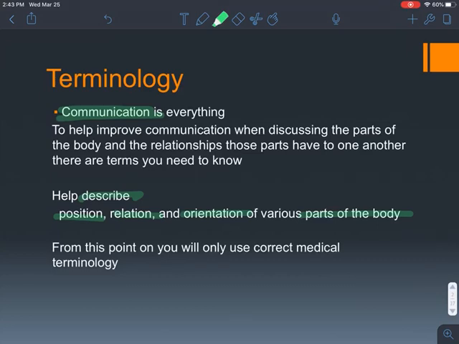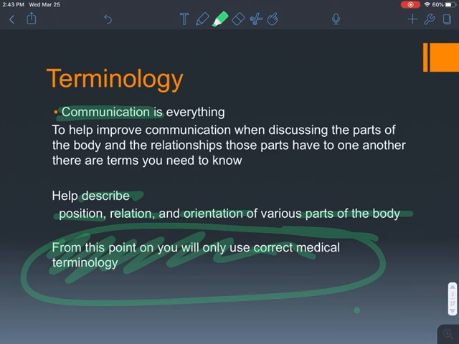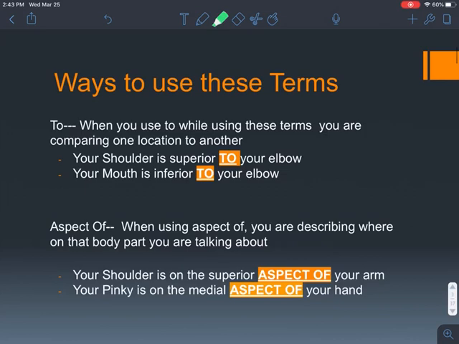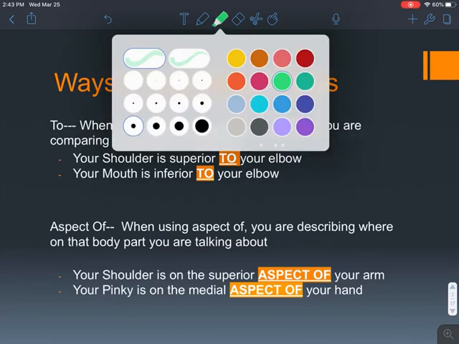We're going to go through this, and it's going to be basic. We're going to learn the different terms and go from there. From this point on, you're only supposed to use correct medical terminology. When I do see you, hopefully sooner than later, you can't come and tell me something like, I hurt the top of my foot. It'll be, I hurt the dorsal aspect of my pes, or something like that. So, correct medical terminology.